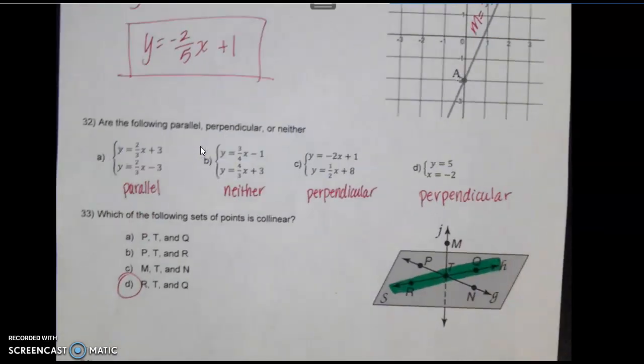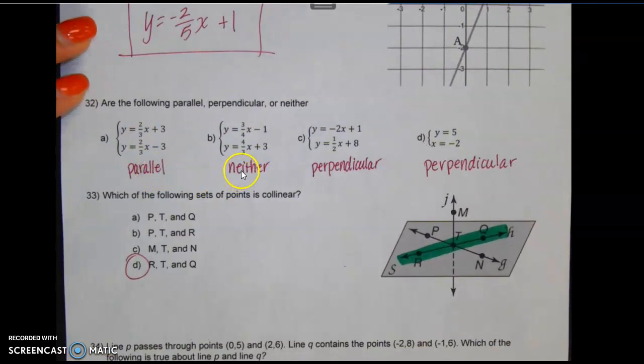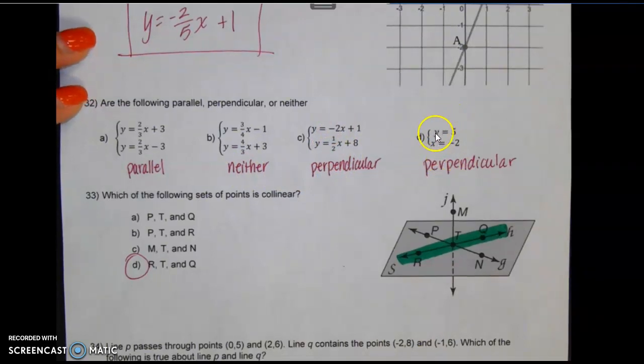All right, number 32, it says, are these parallel, perpendicular, or neither? Parallel means same slope. Neither is just neither. Perpendicular has opposite reciprocals for slope. And if you didn't know, horizontal lines look like y equals a number. Vertical lines are x equals a number. So if you have a horizontal line and a vertical line, those are also perpendicular.